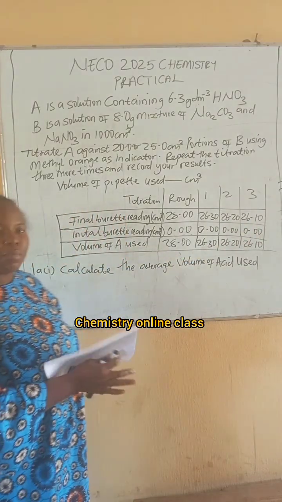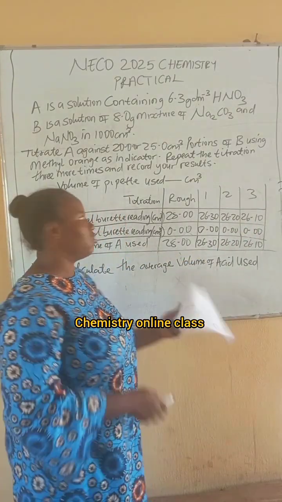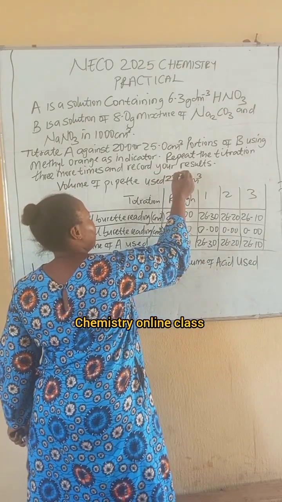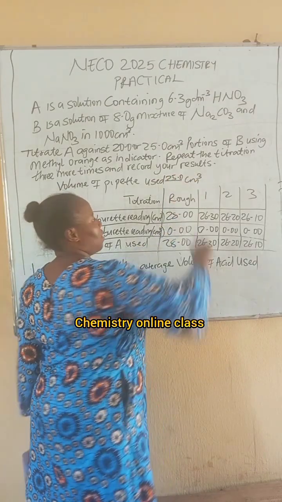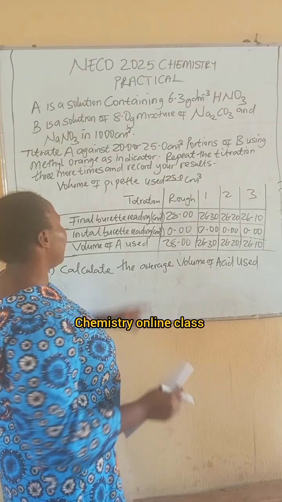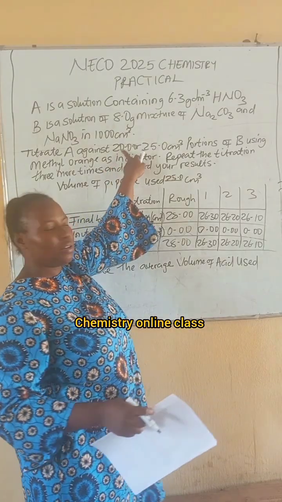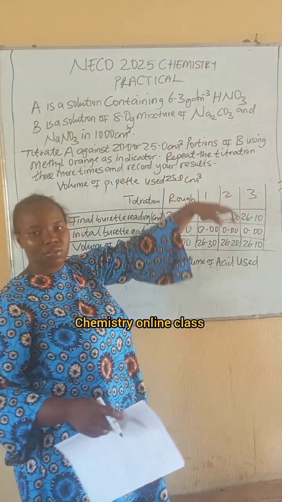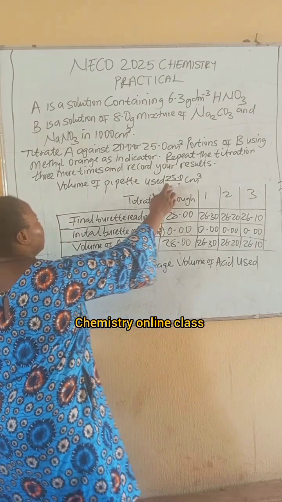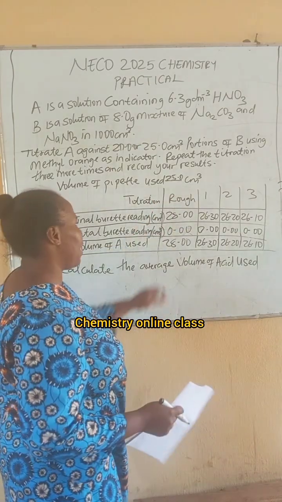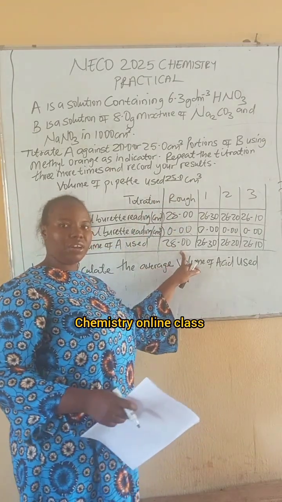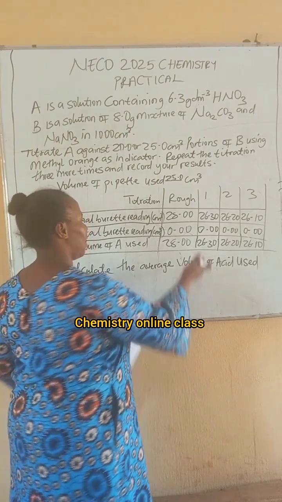The volume of pipette we used in this titration is 25.0 cm cube. Remember, they said you should choose either 20.0 or 25.0 cm cube. The one we used is 25.0 cm cube. We have done the titration already, and this is our table of readings.